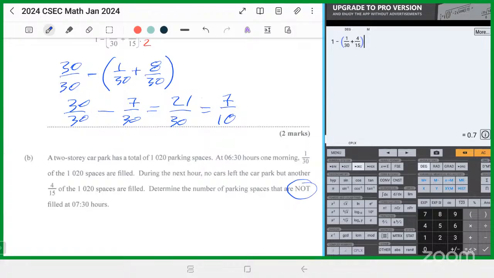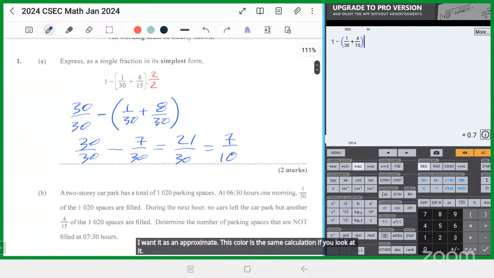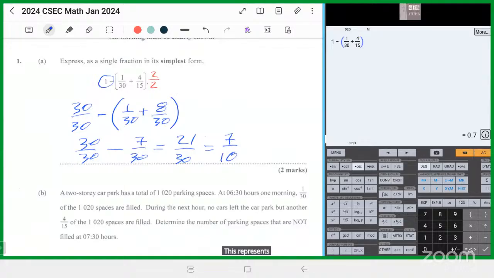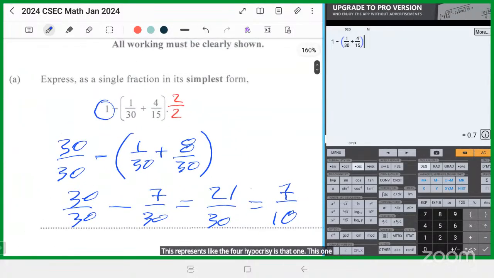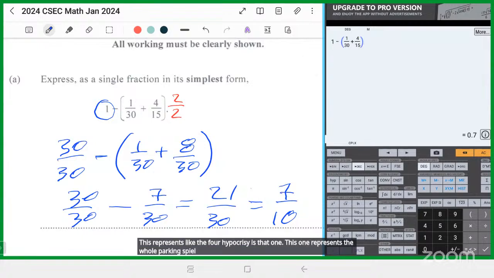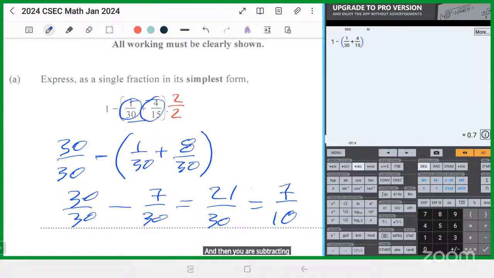I want it as a fraction. We don't want it as a fraction. The number of parking spaces that is not filled. Basically, it's the same calculation if you look at it. So this represents the whole parking space. This one represents the whole parking space, the portion of the whole parking space. And then you are subtracting the sum of these two fractions of the parking space. That would be the fraction.